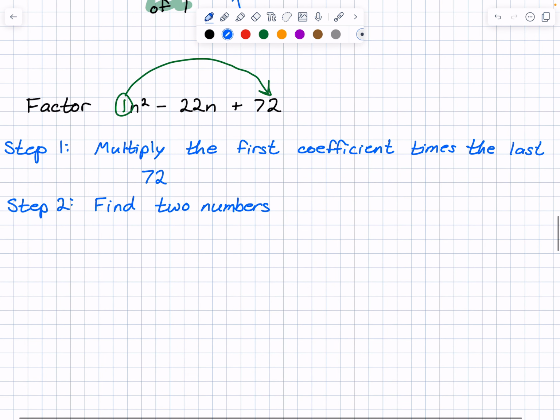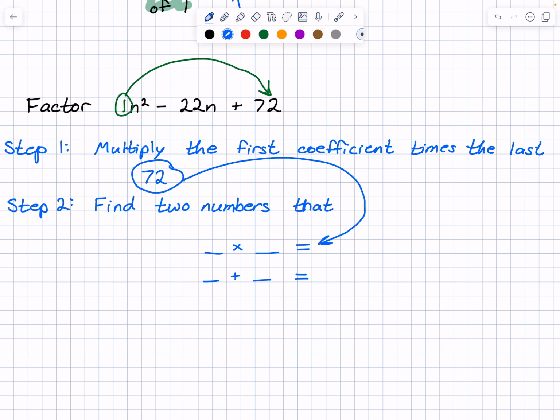So we're going to find 2 numbers that, and I always write it like this, blank times blank equals, and then blank plus blank equals. So the 2 numbers need to multiply to be the result of step 1. In this case, it's 72. And they add to be the middle coefficient. So they have to add to be negative 22.